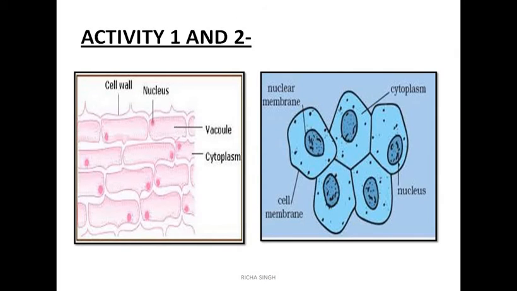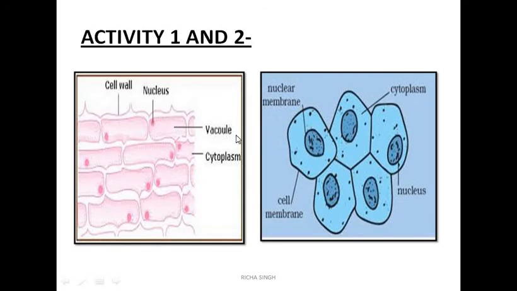Let's see activity 1 and activity 2. In activity 1, you were to make a slide of an onion peel, and in activity 2, cheek cells were to be observed. If we see under a microscope, these cells will look like this. You can differentiate between them. This is a cheek cell, an animal cell, and this is an onion peel cell. Here you can see the cell wall. These structures are known as the cell wall, and in the animal cell, the cell wall is absent.